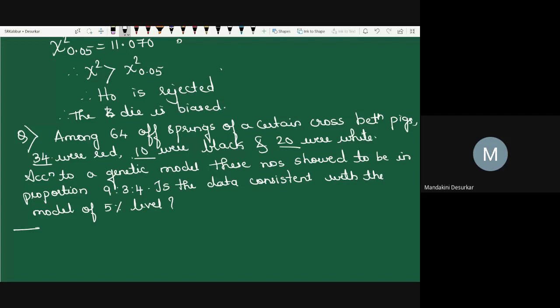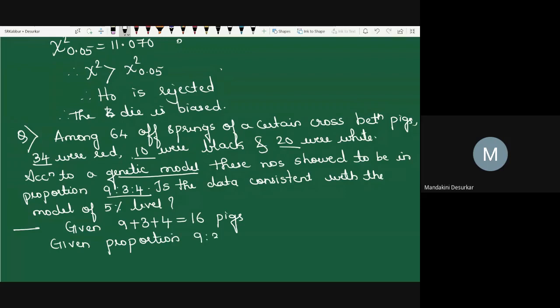According to this genetic model, the numbers showed to be in this proportion, which means the pigs are taken in this proportion: 9 red, 3 black, 4 white. So 9 plus 3 plus 4, we are taking 16 pigs into consideration. The given proportion is 9 is to 3 is to 4.